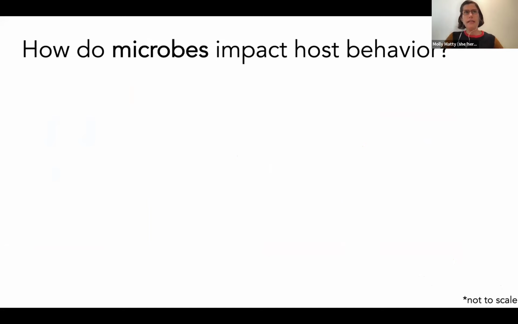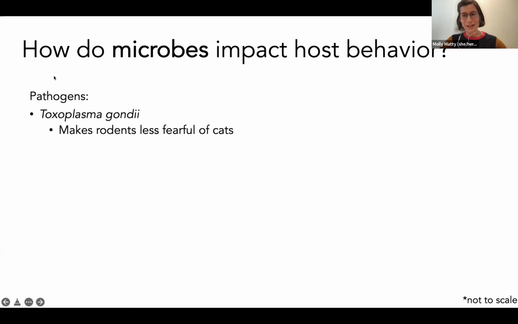So I'm really interested in how microbes impact host behavior. And as Michaela said in my introduction, my background is actually in pathogenic microbes. One of my favorite pathogenic microbes is one called Toxoplasma gondii. Toxoplasma infects rats or other rodents and actually changes their brain chemistry and brain structure in a way that makes them less afraid of cats. This is really cool and allows the parasite to get into its preferred vector, its preferred place to live, which is inside felines.